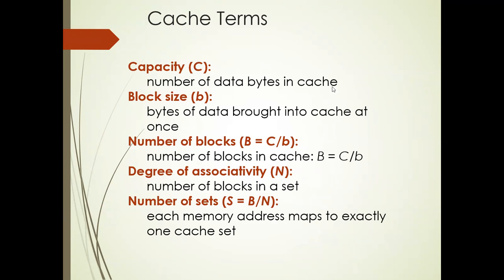Now, the cache terms. You have first to define the cache by the capacity, C, which is usually the number of data bytes in the cache. You have also the block size, denoted by b, which is the number of bytes that can be transferred from the cache at once. And then you have the number of blocks, B, which is equal to capital C divided by b. You also have the degree of associativity, which is equal to N. So N will define the number of sets, S, which is equal to B divided by N.